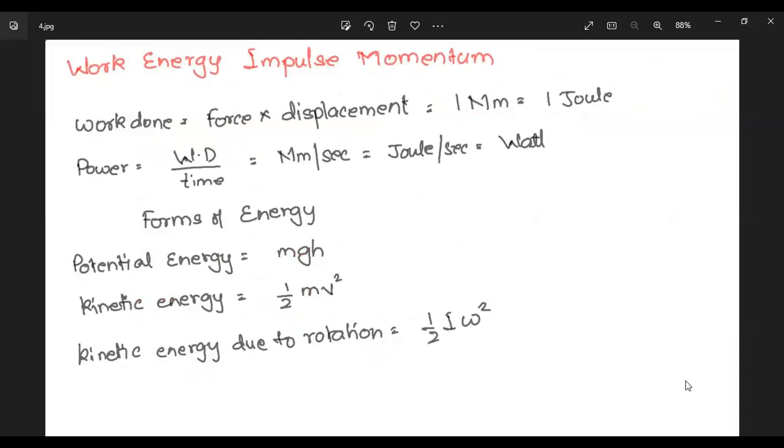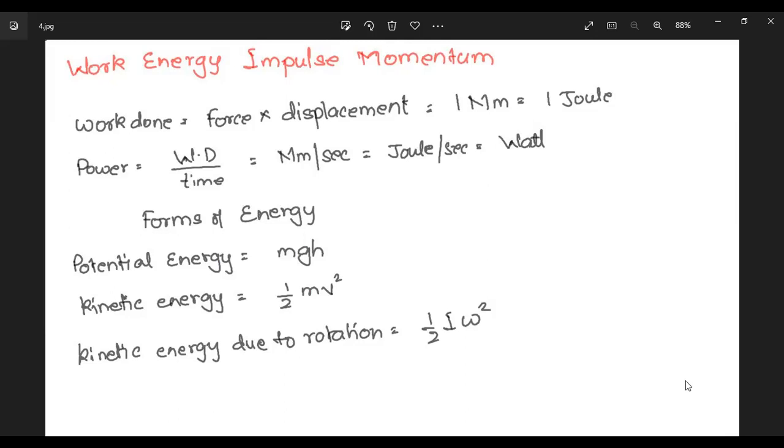Good morning, everybody. Today, as a continuation of what we have learned in unit number 4 from the KTU syllabus of engineering mechanics, let us continue with work, energy, impulse, momentum. These are four different terms. Obviously, they are interrelated to each other, and you need to understand how they function, what their significances are, and how we actually utilize these concepts in solving different problems related to mechanics.